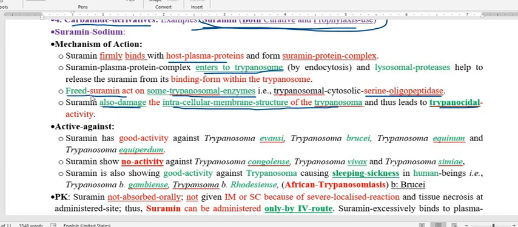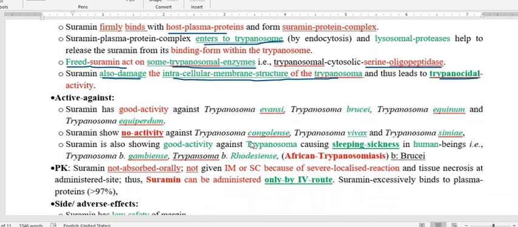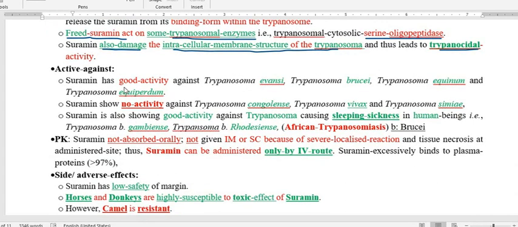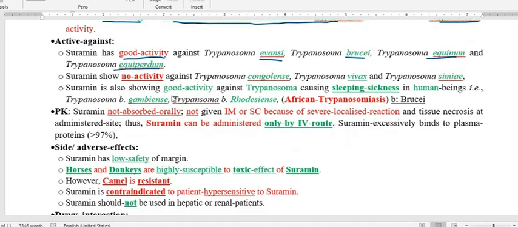So the main mechanism of action is to bind to the plasma protein of the host, reach the trypanosoma, and get freed within it. The freed suramin acts on the enzymes of the trypanosoma like serine oligopeptidase and hinders their function, and also damages the intracellular membrane structure, perhaps of the organelles, and therefore it kills the trypanosoma. As for efficacy, it shows good efficacy.